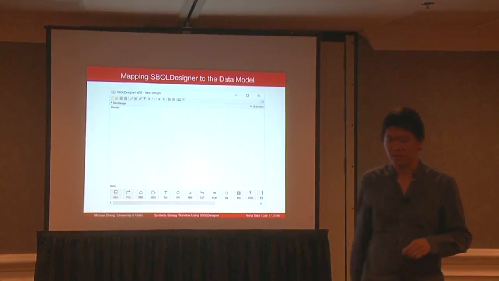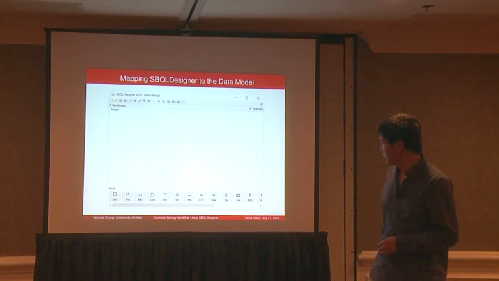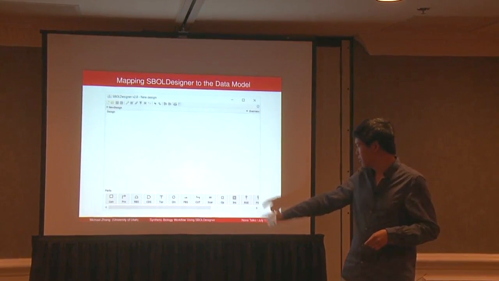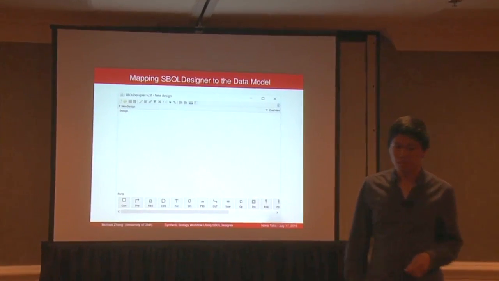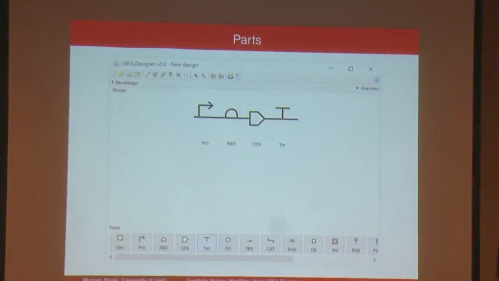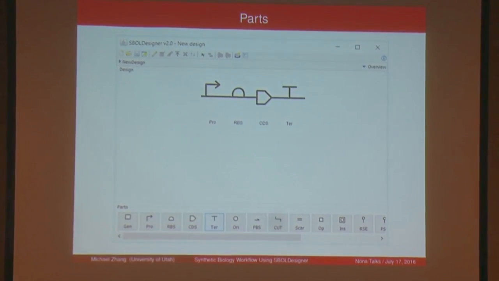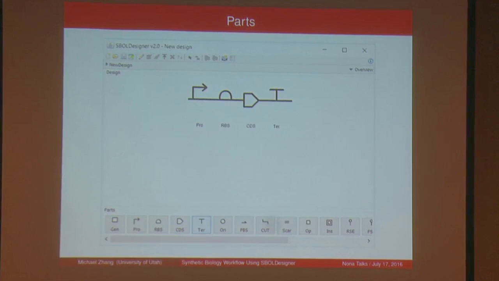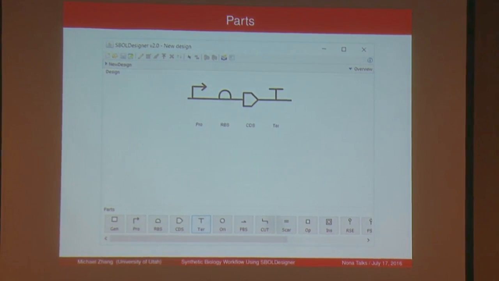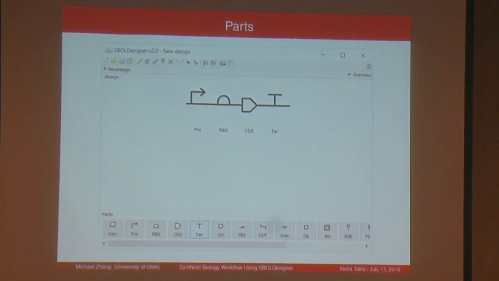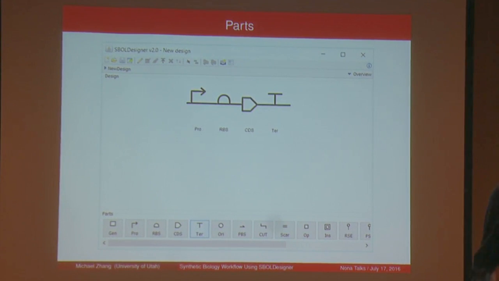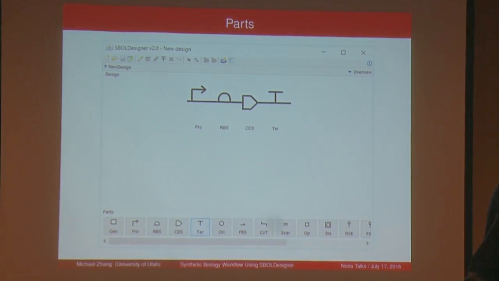So that's the canvas. You can see on the bottom, you have a bunch of parts, these buttons down here, and you can click on them and drop them onto the canvas. So here we've dropped down a promoter, RBS, a CDS, and a terminator. Each one of these parts, say the promoter, is actually comprised of a component definition and a sequence. So that's the back-end SBOL data model that you are manipulating. But I don't want you guys to have to worry about that.